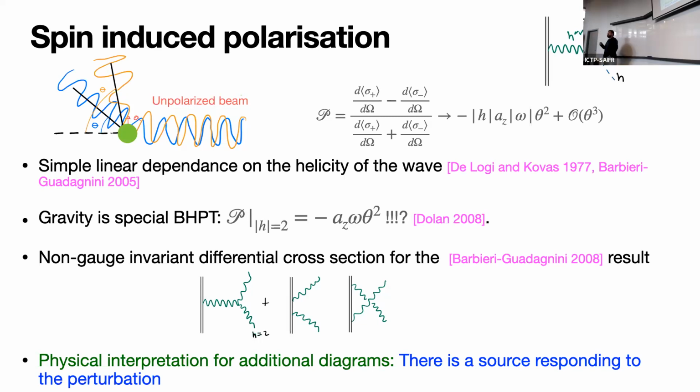But adding these two additional diagrams has very nice interpretations. There is a source. Naively, you expect that you're putting in your background, and this background is static, so you should expect the scattering amplitude to be given just by this gravitational exchange diagram. But somehow the source is responding to this perturbation, and this response is captured.